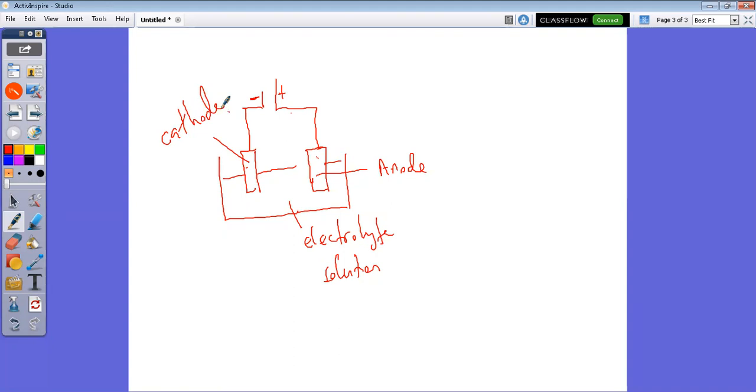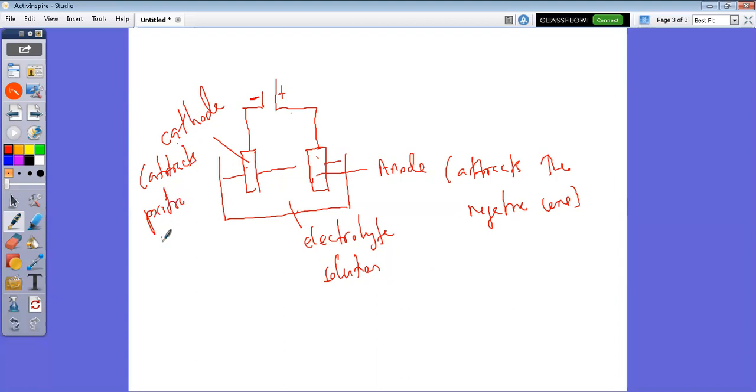The anode, which is positive, attracts negative charges, the negative ions. This one attracts positive ions. Is that clear? Yes, sir. Okay.